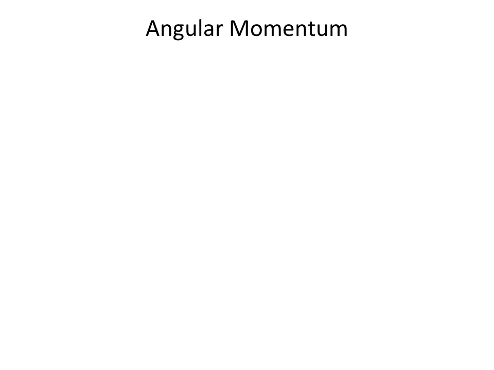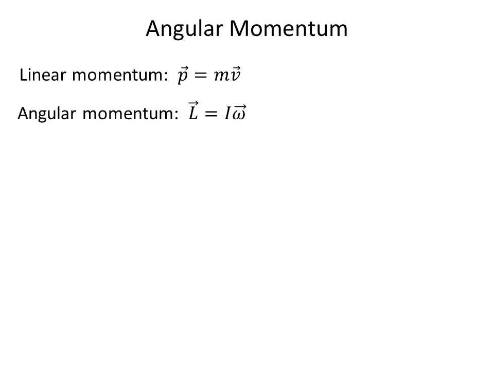In this lecture, we're looking at a quantity known as angular momentum. Linear momentum was defined as p, the momentum vector, is equal to the mass times the velocity. Angular momentum will be defined in a similar fashion for rotating systems, where capital L is our symbol for angular momentum. That vector is equal to the moment of inertia times the angular velocity.